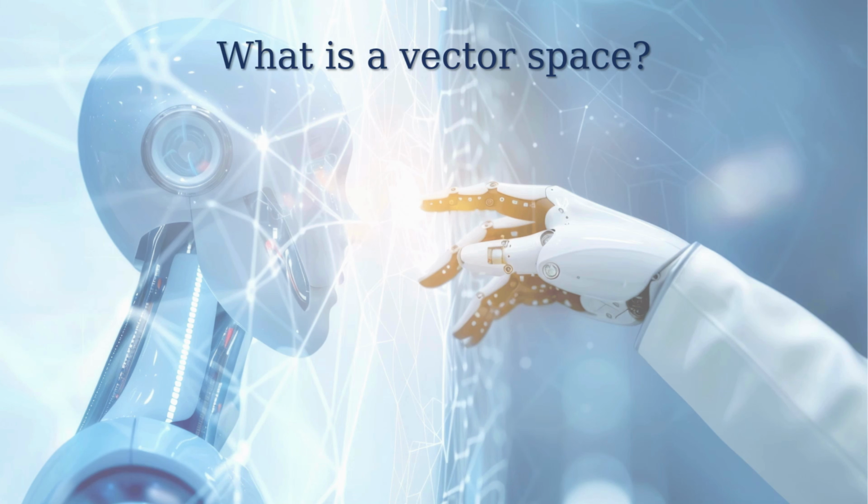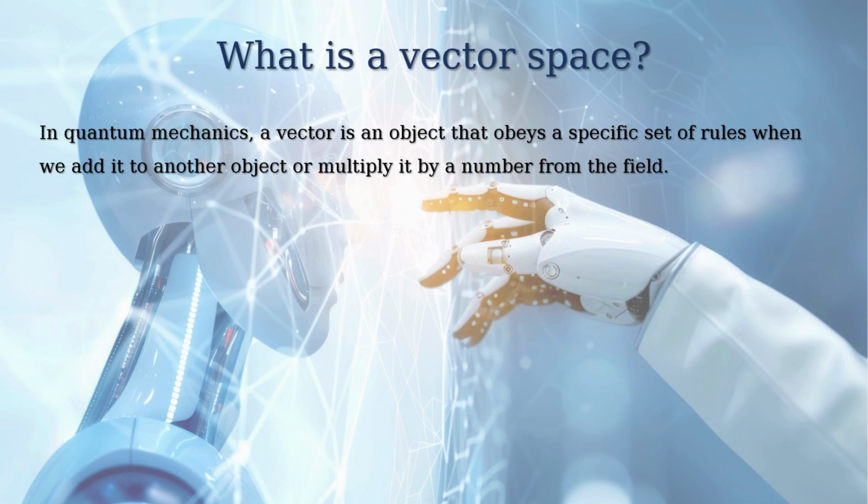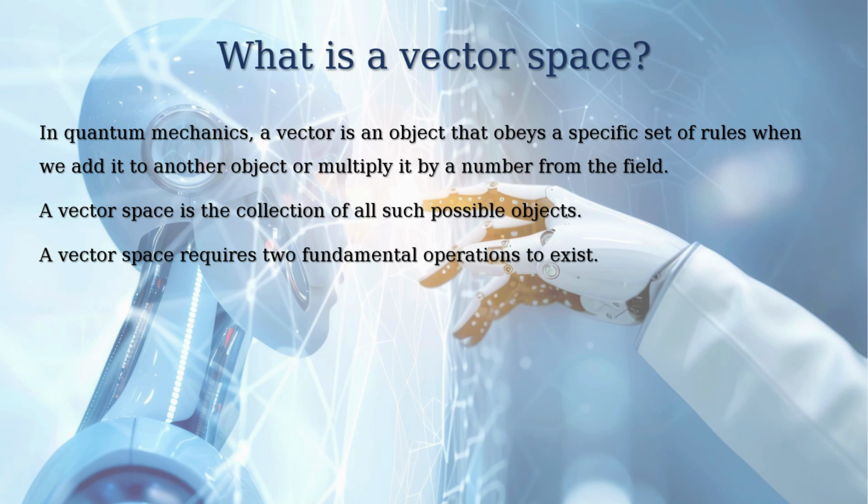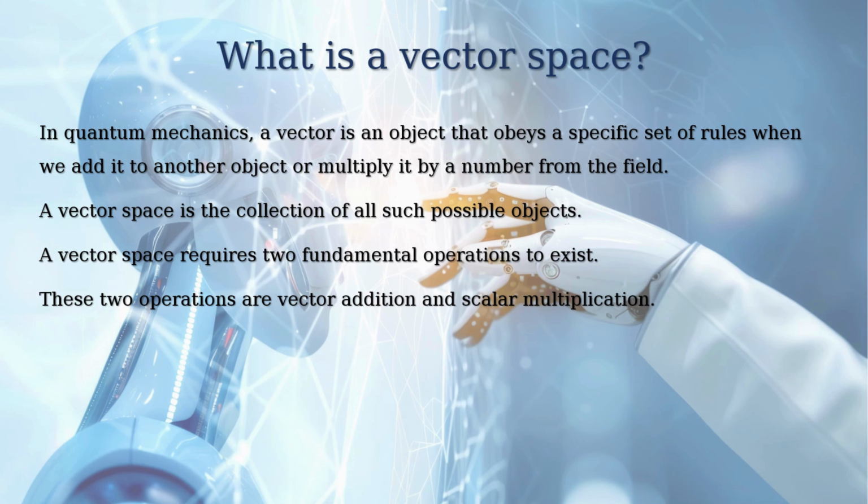So, what is a vector space? In quantum mechanics, a vector is an object that obeys a specific set of rules when we add it to another object or multiply it by a number from the field. A vector space is the collection of all such possible objects. It requires two fundamental operations to exist. These two operations are vector addition and scalar multiplication.